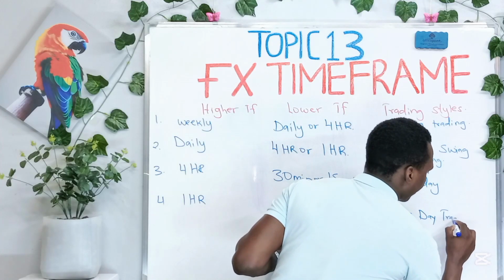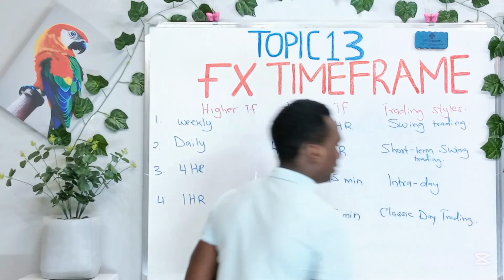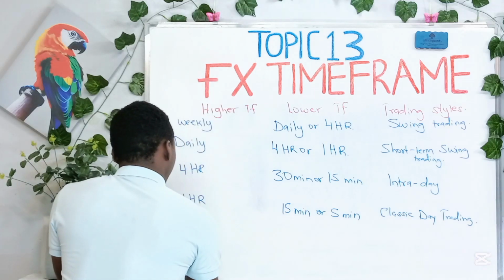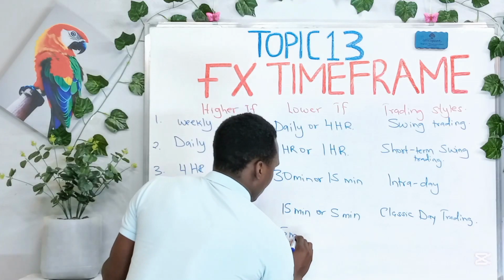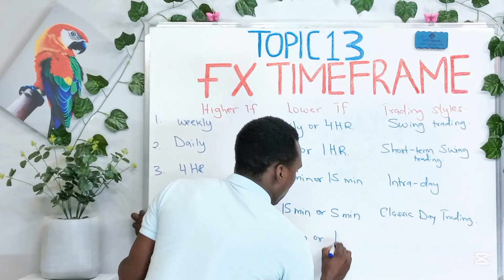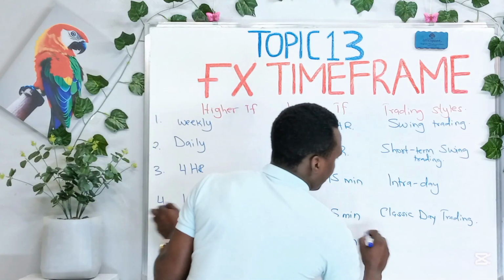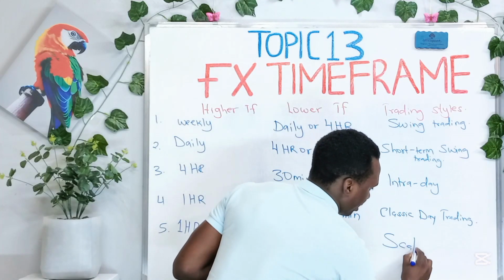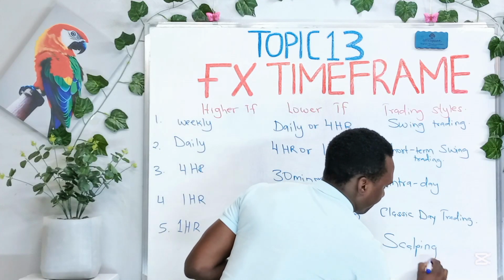Good. What about where we have the 1 hour, 5 minutes, or 1 minute? This is where our trading style will be what? We will be scalping. All right, is that clear?